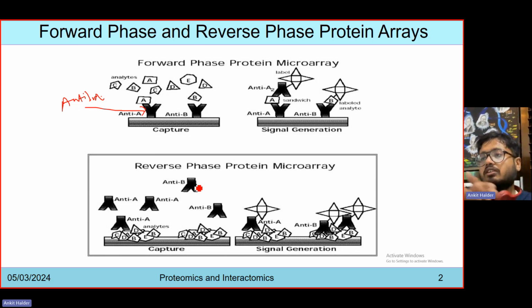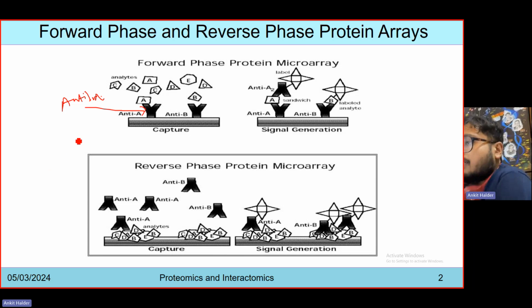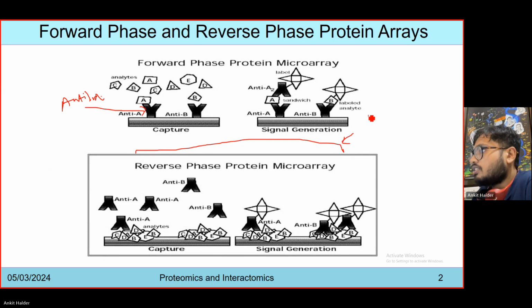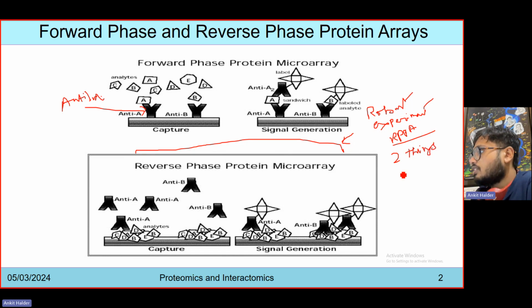Now this draws us to the fact: if we think of doing a very robust experiment for RPPA, what are the two things that you will require? If I ask you, what are the two things you need to be very careful with?